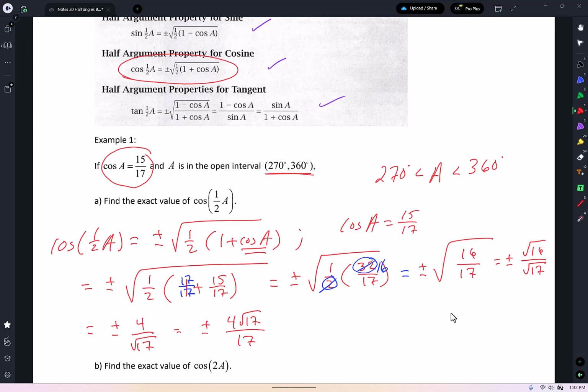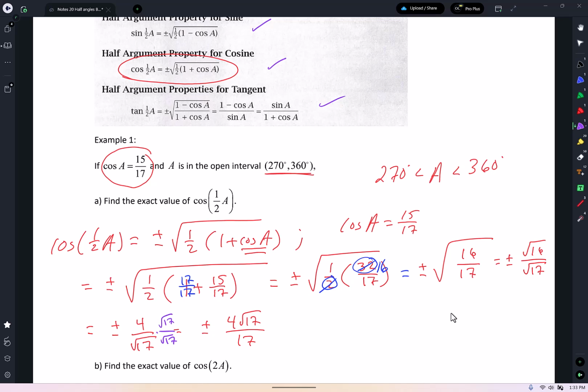Just multiply the top and bottom, for my YouTube fans that maybe don't know, by square root of 17 over square root of 17, that's just a 1. Anytime you multiply by 1, it's just the same number. It's the same expression. The value doesn't change. They're multiplying by 1. There it is, guys. My exact answer. Now I got to choose positive or negative.